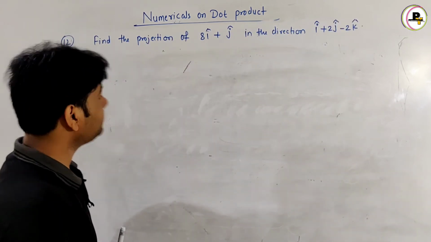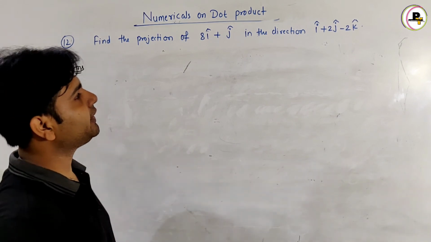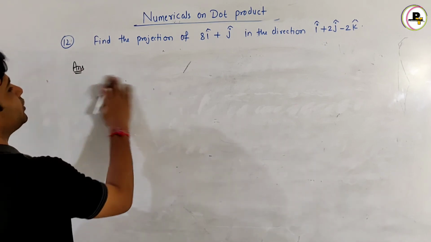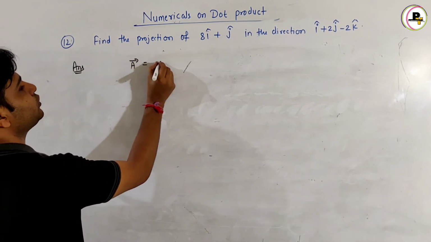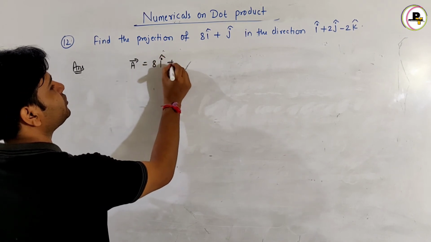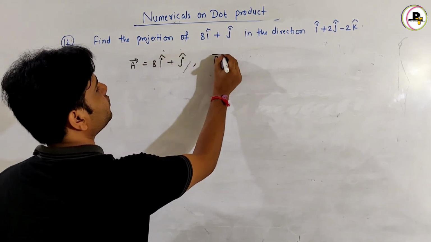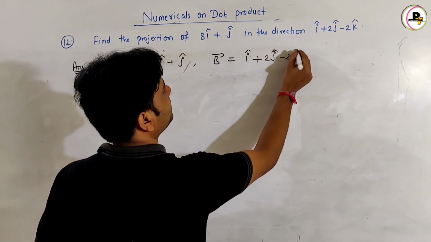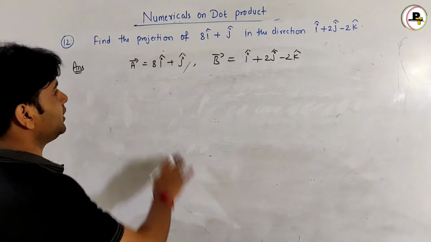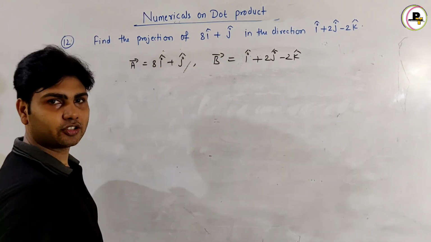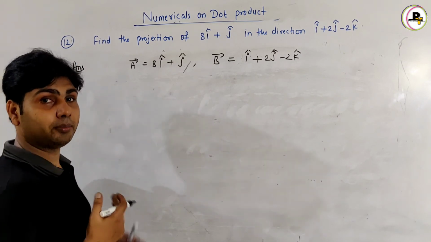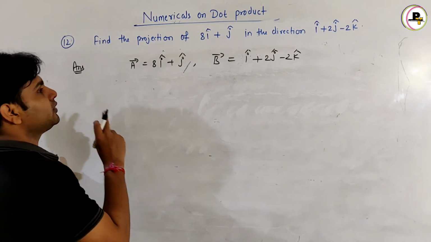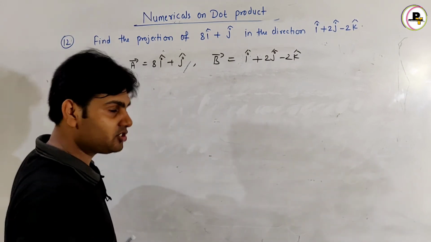Okay, this is the last question, and what is that? Find the projection of 8i cap plus j cap in the direction of i cap plus 2j cap minus 2k cap. For that I will suppose a vector is equal to 8i cap plus j cap and vector b is equal to i cap plus 2j cap minus 2k cap. Now I need to find the projection of a vector in the direction of b vector. It is not mentioned whether we have to find the scalar component or vector component. Therefore I will find the scalar component if it is not mentioned.